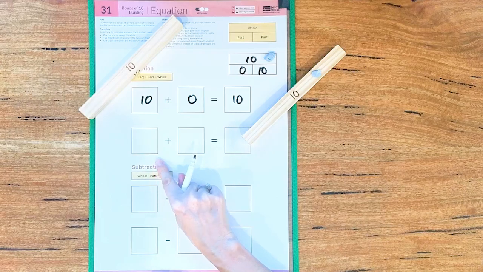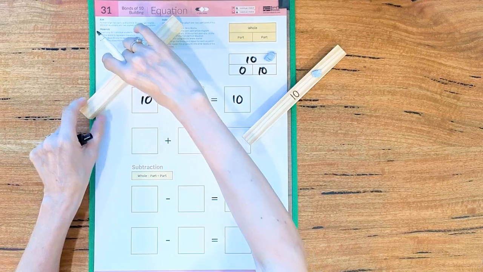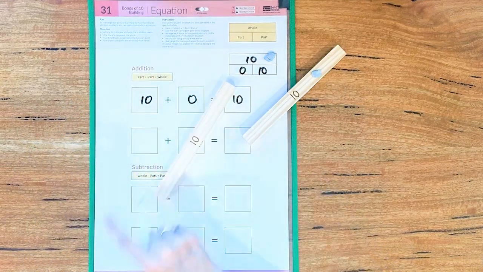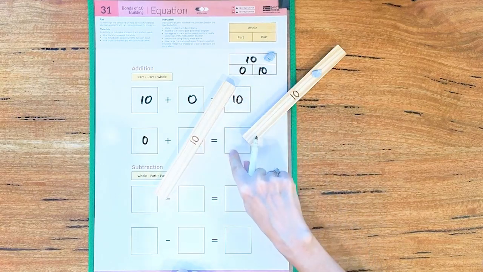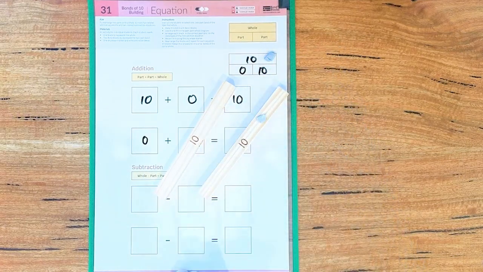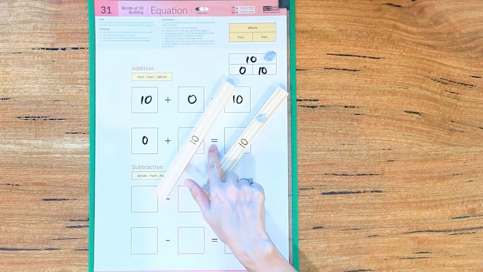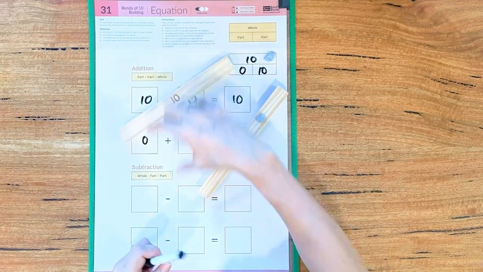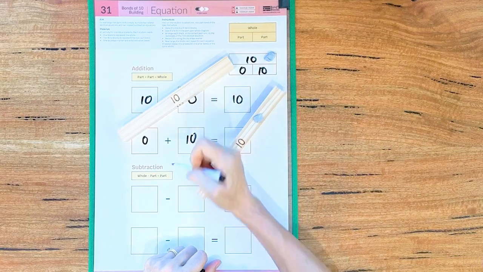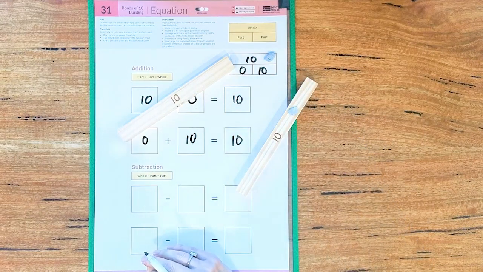When I come to my next equation, I can swap the position of the parts with each other. So my 10 can move there and my 0 can move there, but my whole needs to stay in this position. So I still have part add part equals whole. The part of 0 add the part of 10 equals the whole of 10.